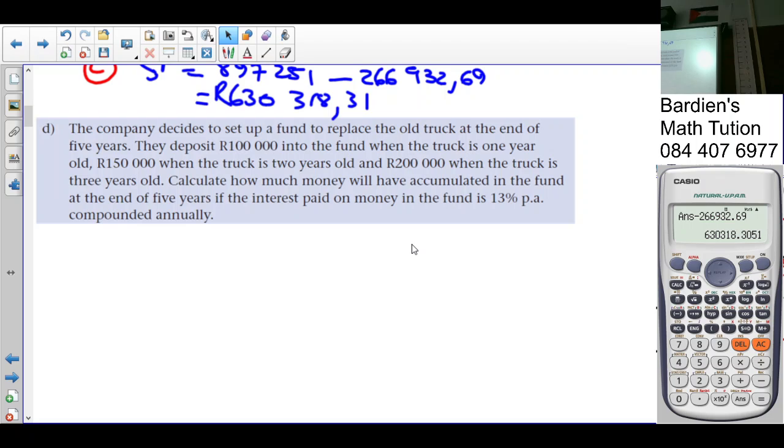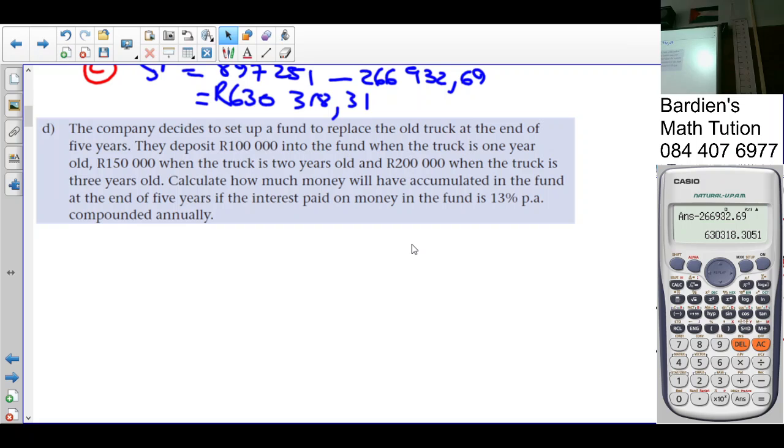So, and that saving towards the future, in this case, is called a sinking fund. Okay? So the company decides to set up a fund. It doesn't say sinking fund, but later on we'll talk about the sinking fund in grade 12 months. To replace the old truck at the end of 5 years. They deposit 100,000 rand into a fund when the truck is 1 year old.